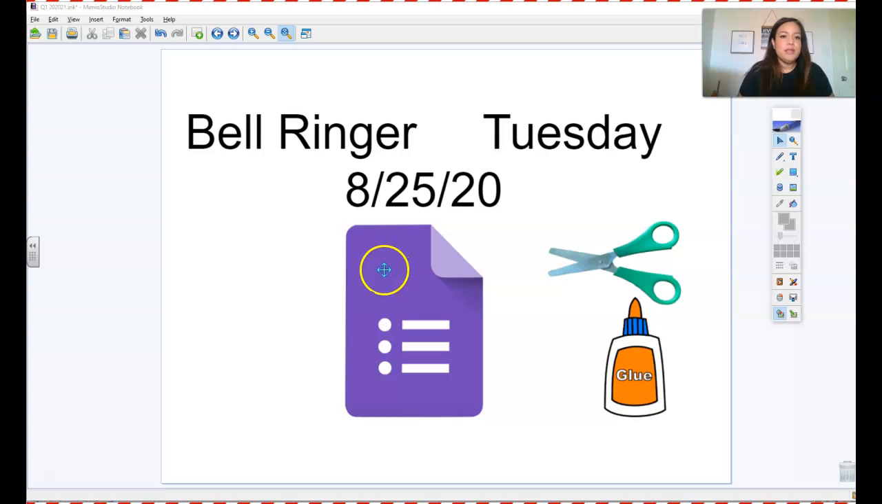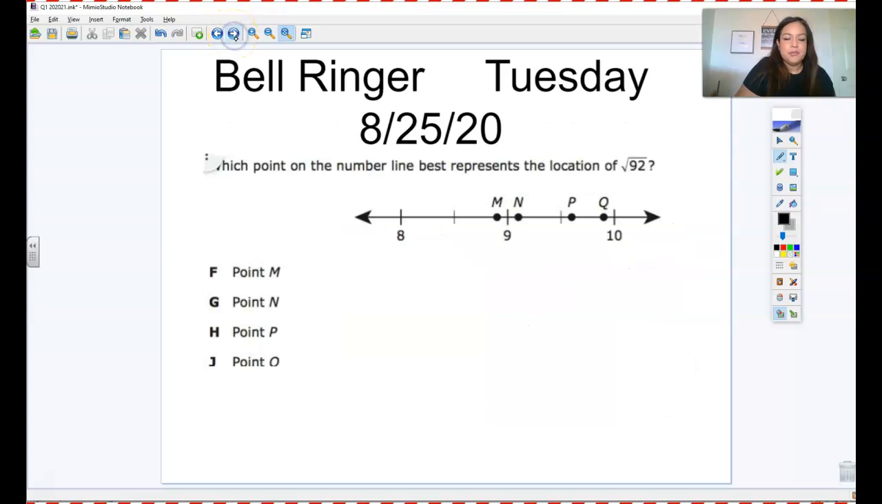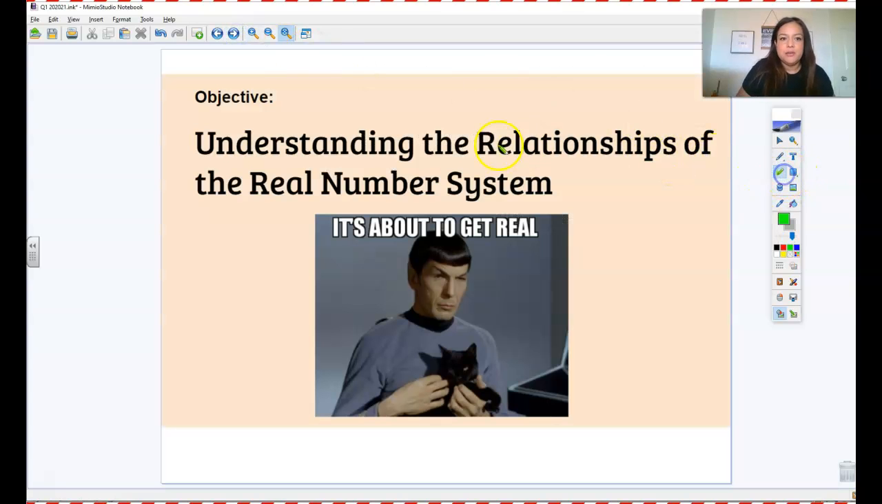You do need to complete the bell ringer, so make sure that you are going into your Tuesday folder for week 2 and that you're getting the bell ringer link and you complete your bell ringer. Today, we're also going to be using scissors and glue. Okay, so if you have some, go ahead and get some from your supplies. All right, so let's go ahead and write down the objective for today.